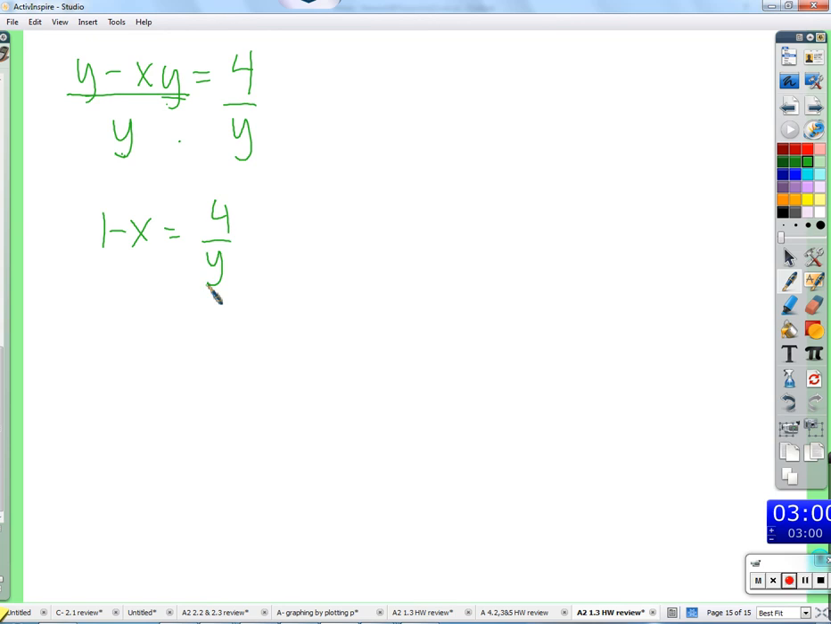Okay. But what do we do? It's in the denominator now. What do we do about that? What do you mean, multiply by the reciprocal? Do you notice we just divided by y? If we multiply by the reciprocal, we're really multiplying by y. You know, we're just doing the opposite of what we just did.